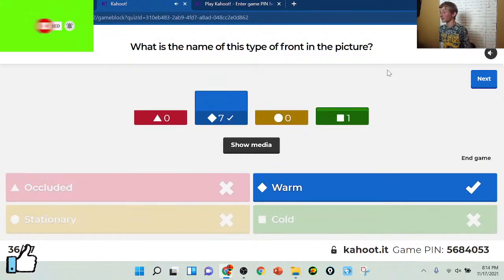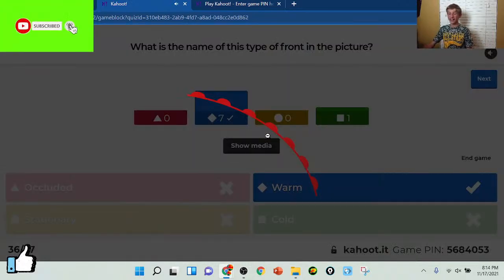Good, it is a warm front. So the way to think about this is that you have cold, which is blue, and red is always hot, or warm, I should say, all right?